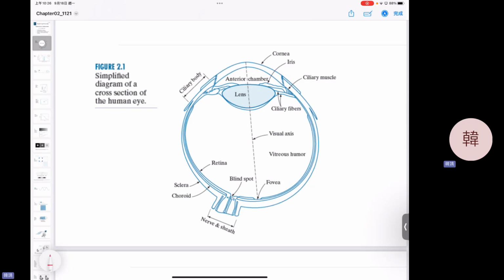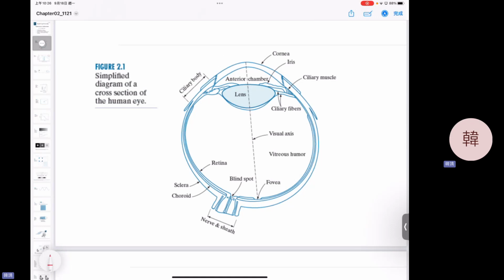And here you see there's a blind spot. So this is for the nerve to penetrate through. So blind spot, there's no receptor, no cone, no rod. So it indeed happens. 盲点 actually it happens in your eyes.